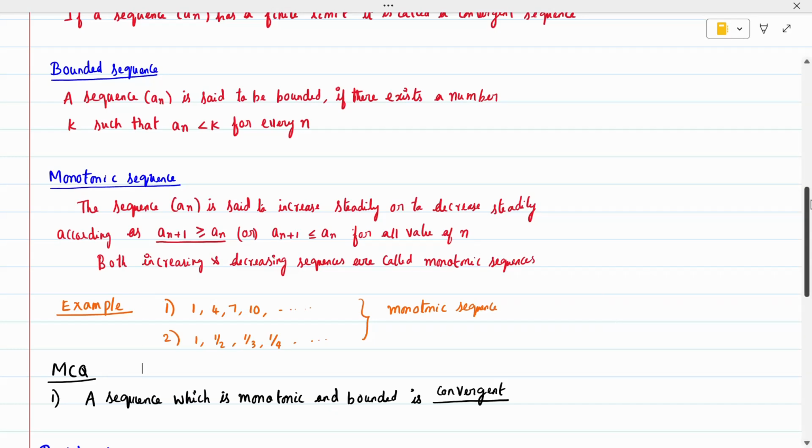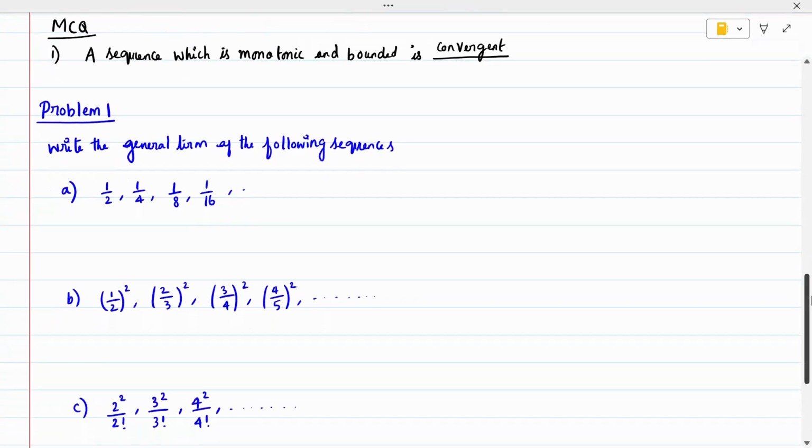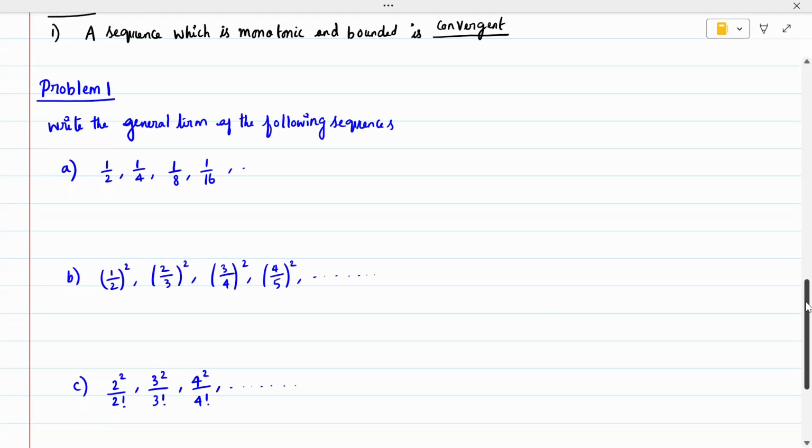So first problem. How to write the general term of the following sequences? I have taken three examples. Some terms are given, and we have to write the general term for the given sequences. The general term for a sequence is written with the symbol un. In some books an is written, so it is not wrong; any symbol is fine. The nth term, so we are writing un.